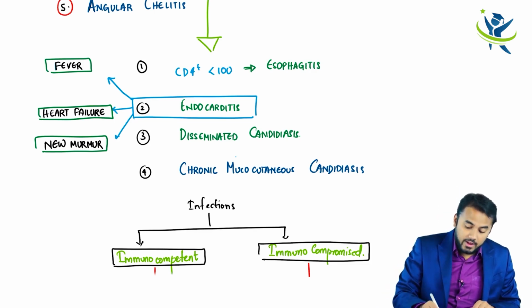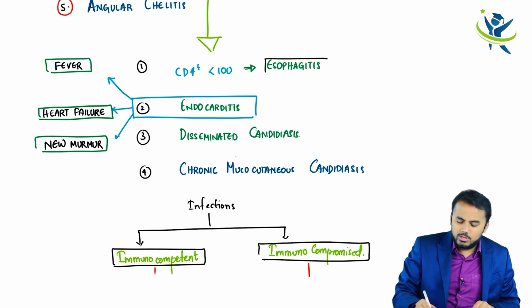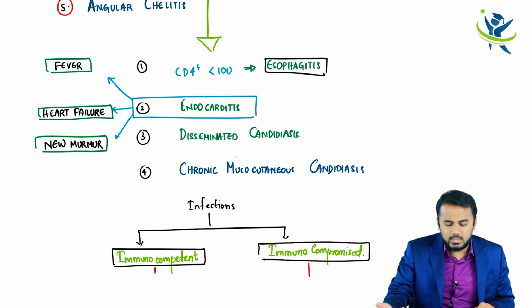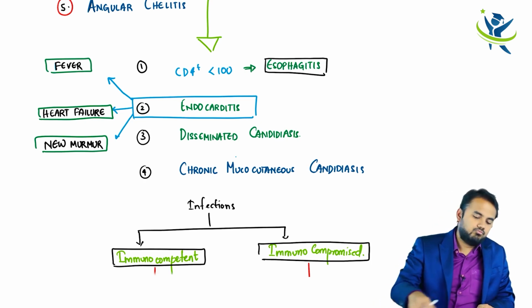Second important thing, when it comes to esophagitis, obviously there is nothing so important to tell about this esophagitis in fact, but the simple thing you need to know is that you will see white color plaques on the esophagus, that's it, nothing more than that, okay, white color plaques on the esophagus.